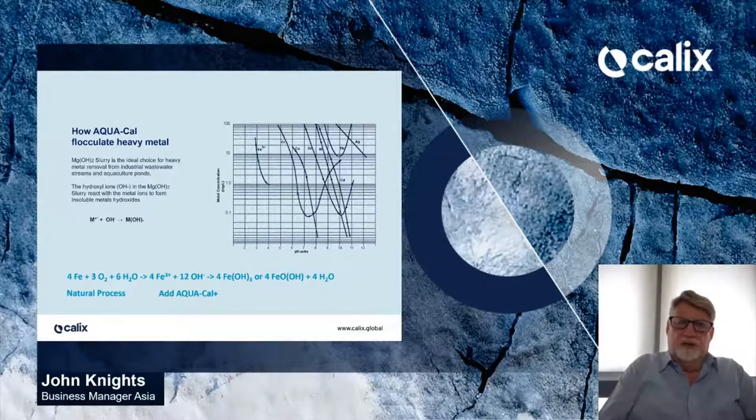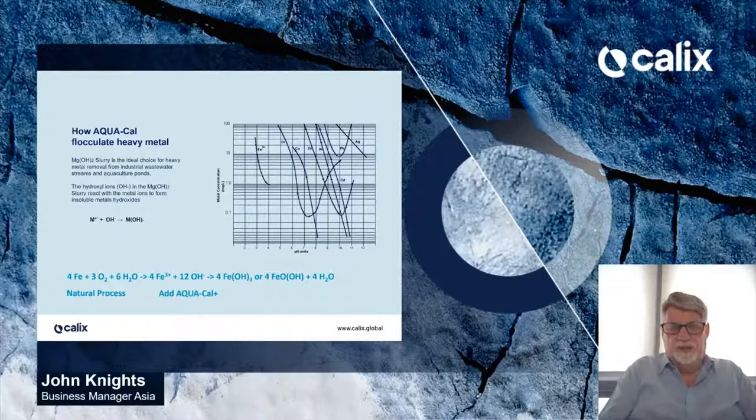Magnesium hydroxide slurry is the ideal choice for heavy metal removal from industrial wastewater streams and aquacultural ponds. The hydroxyl ion, the OH minus, in the magnesium hydroxide slurry reacts with the metal ion to form insoluble metal hydroxides, i.e. metal plus OH is metal hydroxide.